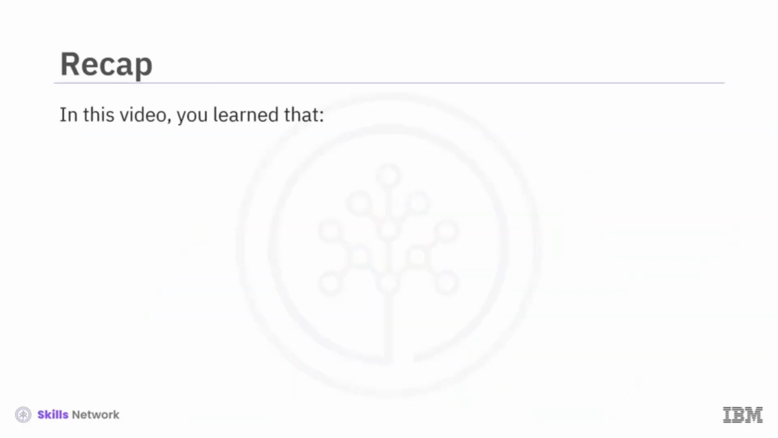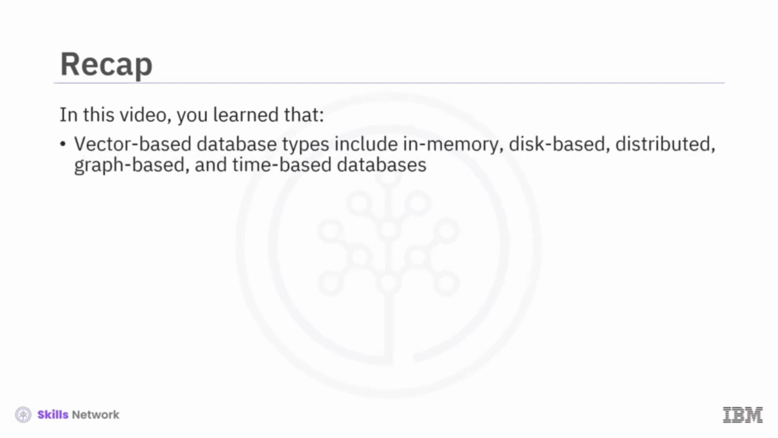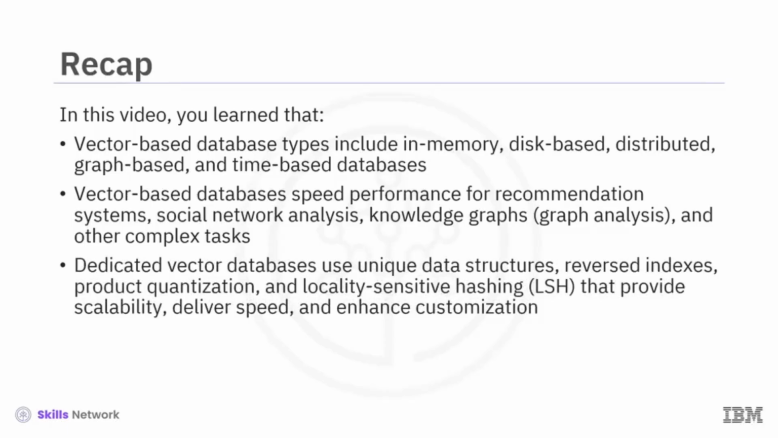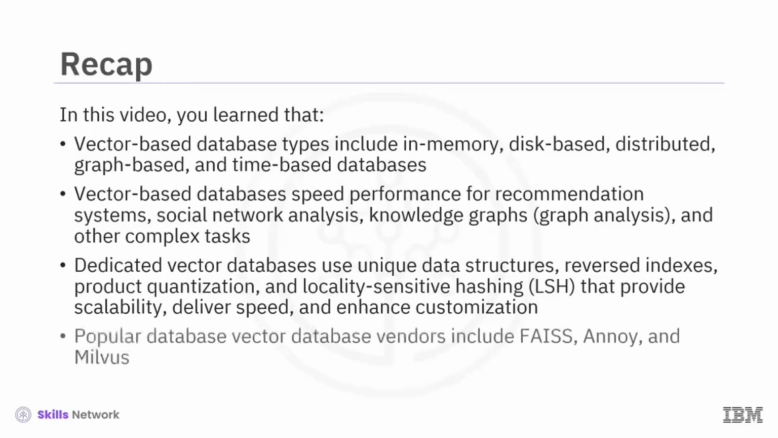In this video, you learned that vector-based database types include in-memory, disk-based, distributed, graph-based, and time-based databases. Vector-based databases speed performance for recommendation systems, social network analysis, knowledge graphs, graph analysis, and other complex tasks. Dedicated vector databases use data structures, reversed indexes, product quantization, and locality-sensitive hashing (LSH) that provide scalability, deliver speed, and enhance customization. Popular vector database vendors include FAISS, Annoy, and Milvus.